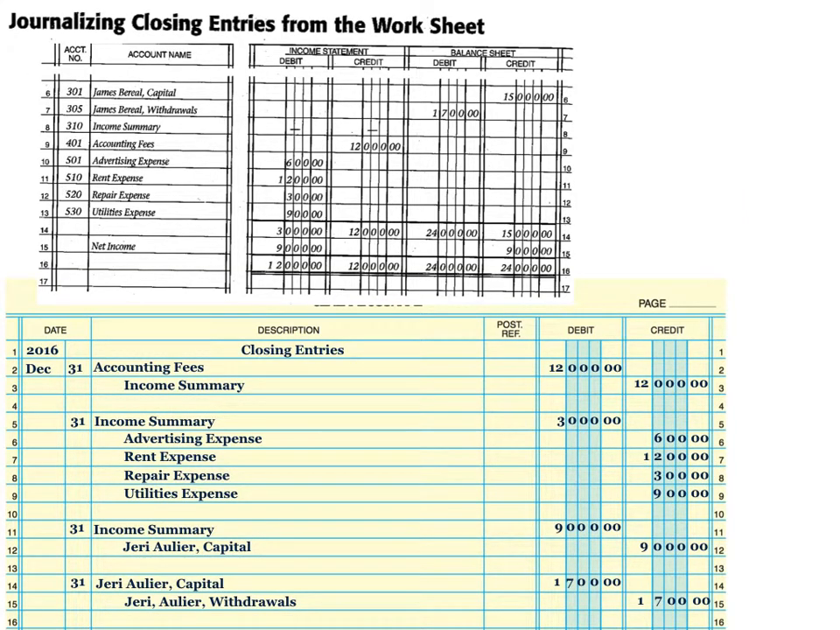Alright, so just as a glance, we looked at that with all of the pieces of information. But if we remember our steps, we created a worksheet, and then we created our financial statements from that worksheet. And now we're coming to the step where we create all these closing entries. So let's take a quick look at how we create these journal entries just from looking at the worksheet. And it's really quite simple.